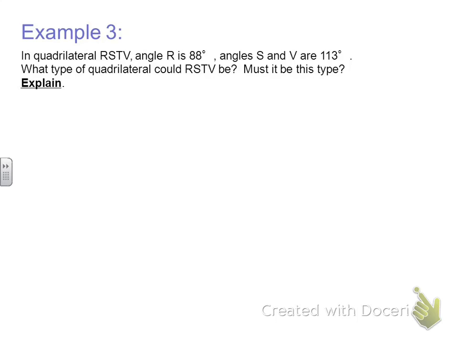Right, so you can add them all up and subtract them from 360 and see if that last angle equals 88. You can also, and let me just kind of talk you through this, what's the relationship between consecutive angles in parallelograms? They should add up to 180. So rather than finding that last angle, couldn't you take 88 and add it to 113 and see if they add up to 180? And if they don't, then it can't be a parallelogram, right?